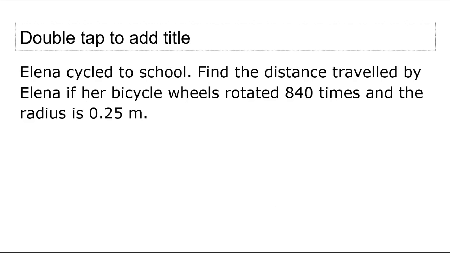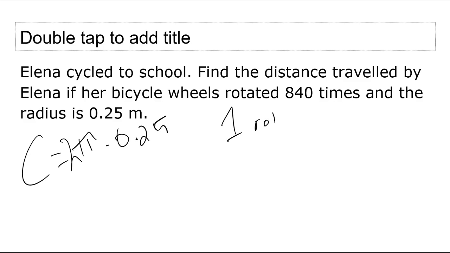Alright, so Elena cycled to school. Find the distance traveled by Elena if her bicycle rotates 840 times and the radius is 0.25 meters. So circumference is 2 times pi times 0.25. So let's figure out 1 rotation. That's going to be 0.25 times 2. It's going to be 0.5 times pi.